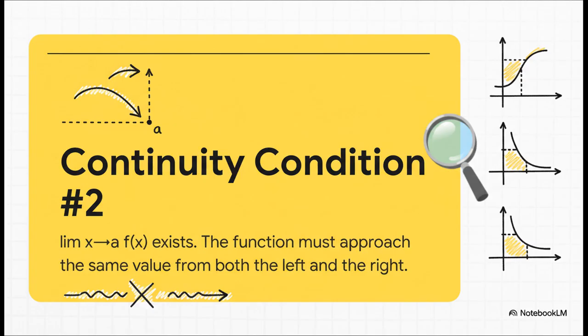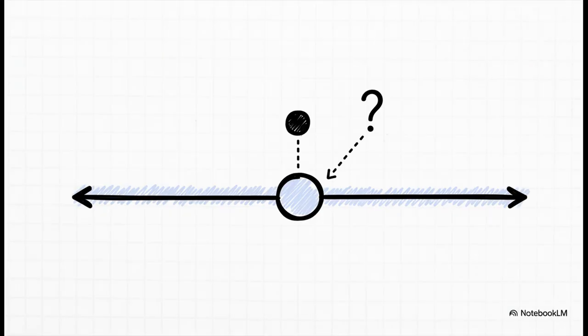So this uncovers our second big rule. It's not enough for the point to just be there. The function has to be approaching the same spot from both sides. This is where the whole idea of a limit comes in. For the limit, as x approaches A, to exist, the left-hand limit and the right-hand limit have to agree. If they're heading to different places, like in that last graph, the limit doesn't exist, and boom, the function is discontinuous.